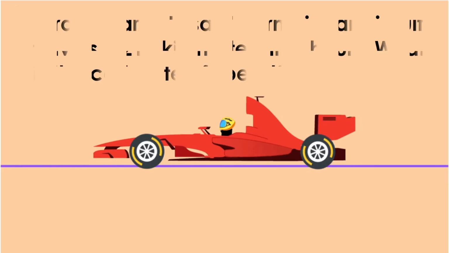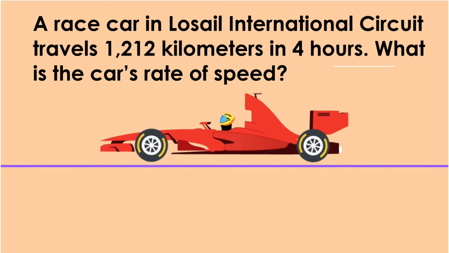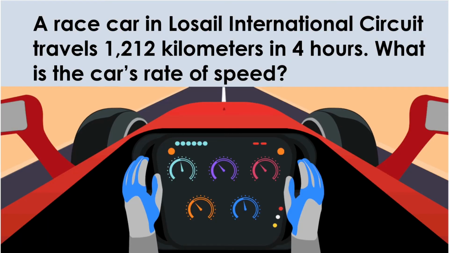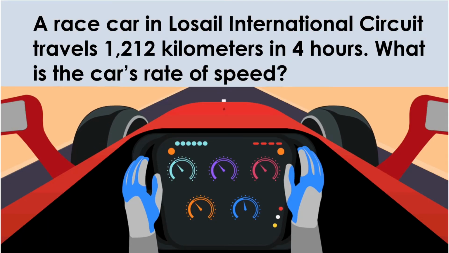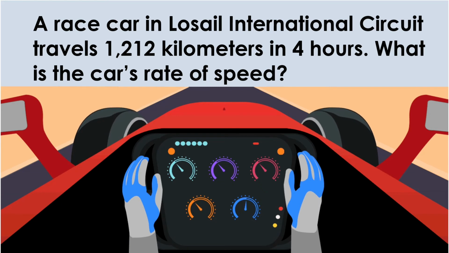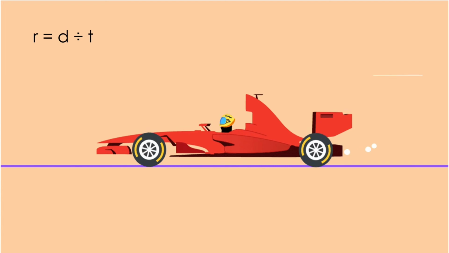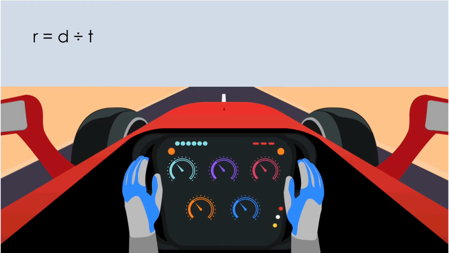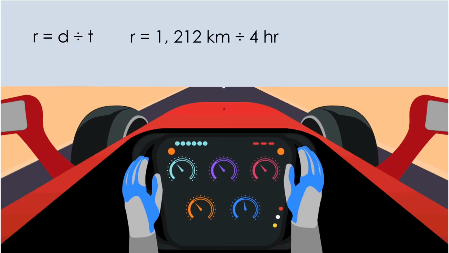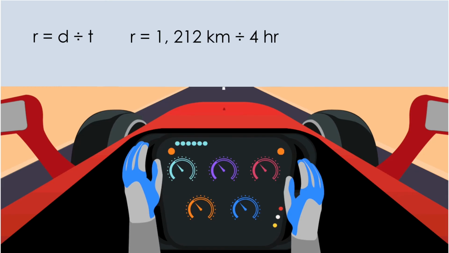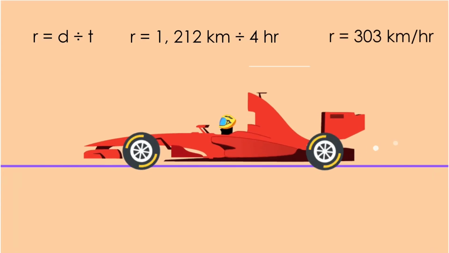A race car in Lusail International Circuit travels 1,212 kilometers in 4 hours. What is the car's rate of speed? To find the rate, we have to divide the distance by the time. The distance is 1,212 kilometers divided by the time, which is 4 hours. So that means the rate is 303 kilometers per hour.